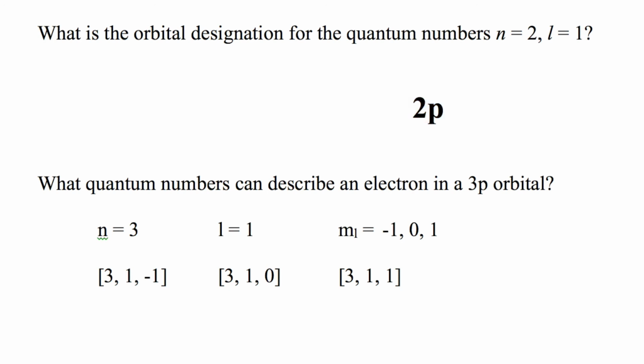What quantum numbers can describe an electron in a 3p orbital? So right now, the fact that we're working with a 3p orbital means that n has been defined to be 3, L has been defined to be 1. That means that the m sub l values that are possible whenever we have a p orbital range from -1 to +1. That's going to give us a total of 3 sets of quantum numbers: 3, 1, -1; 3, 1, 0; 3, 1, 1.